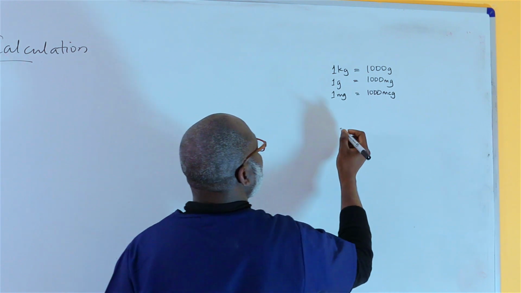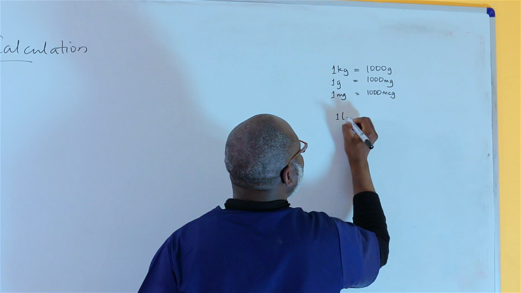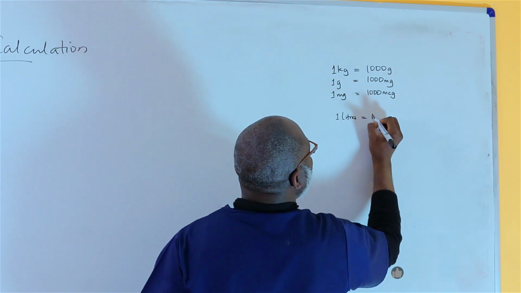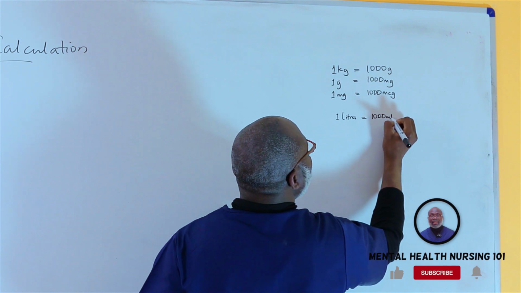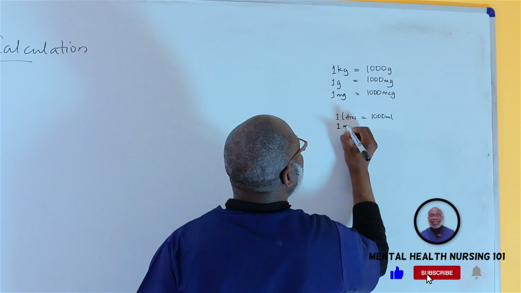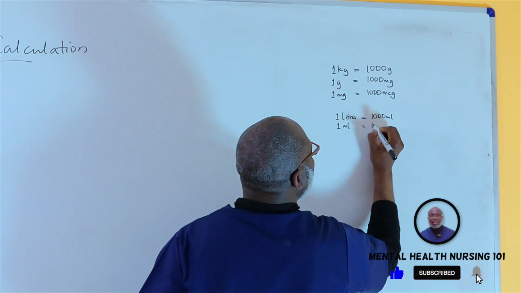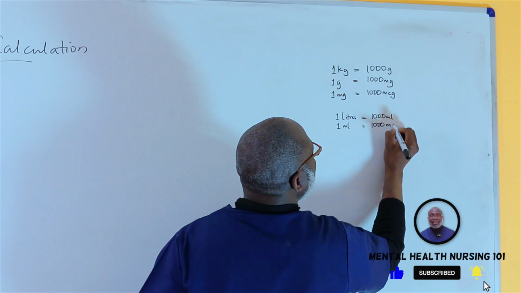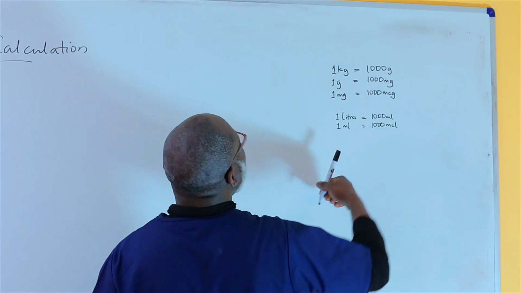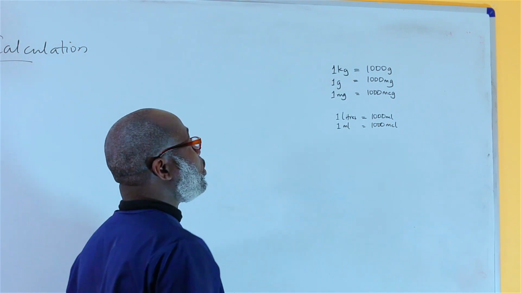The same thing for the liquid. We have 1 liter equals 1,000 milliliters. Then 1 milliliter equals 1,000 microliters. I think that should be okay. You don't need kiloliters, though there is kiloliters, but we don't need that. So that should be okay for now.